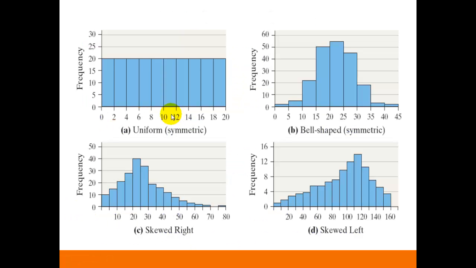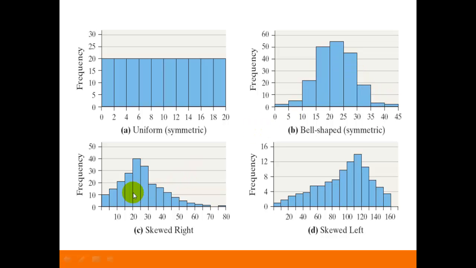Here are 4 histograms. This one has a uniform distribution. Again, every frequency is the same for each class. This one is bell-shaped. Again, we have the highest point in the middle, and it's approximately symmetric on each side. And notice that we have a tail on the left and a tail on the right.